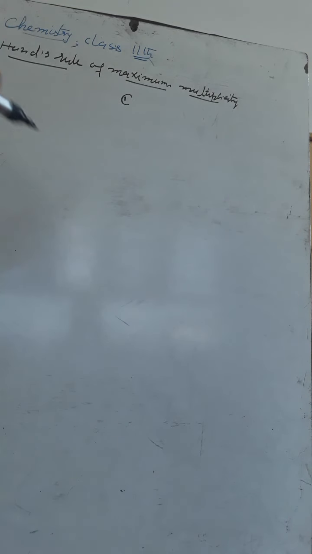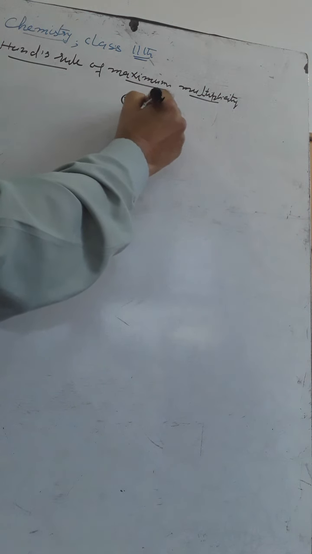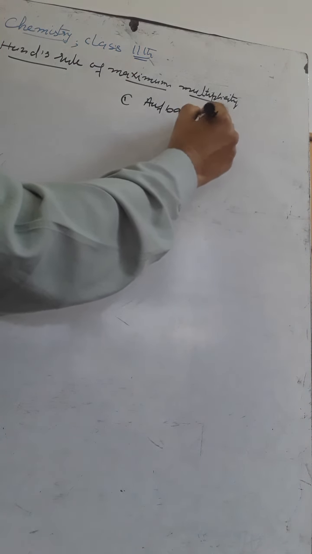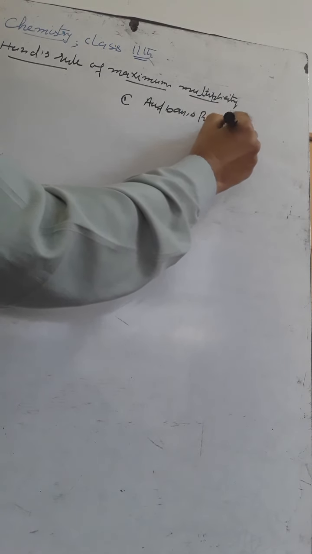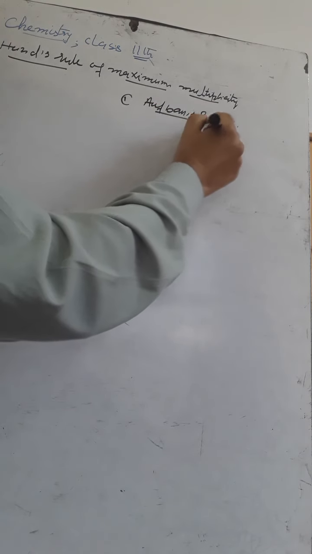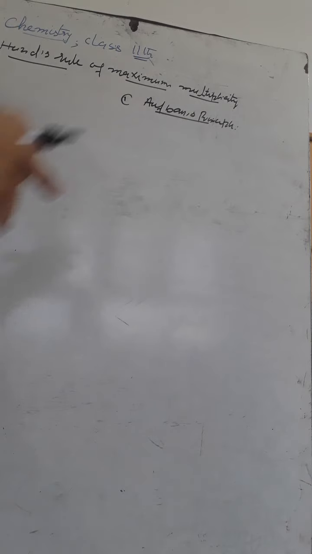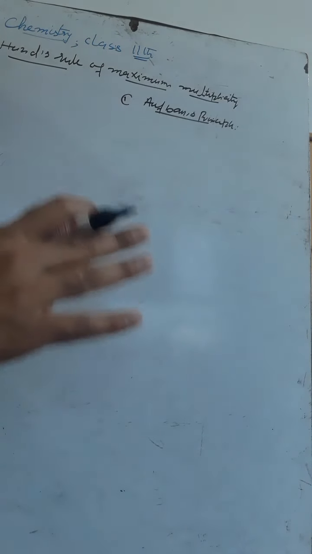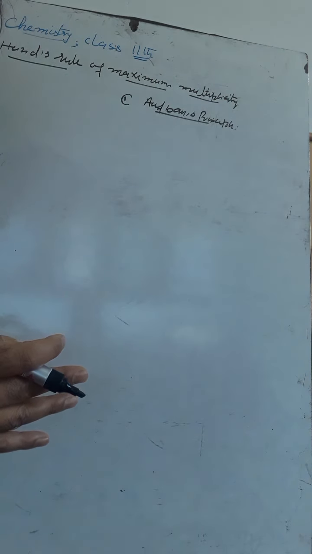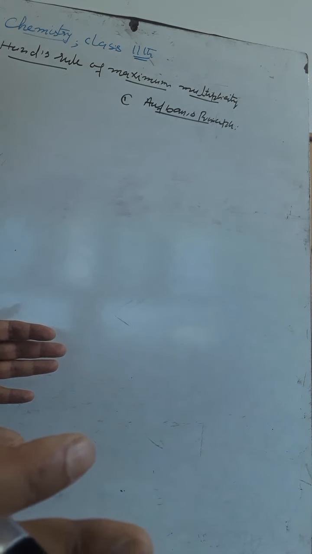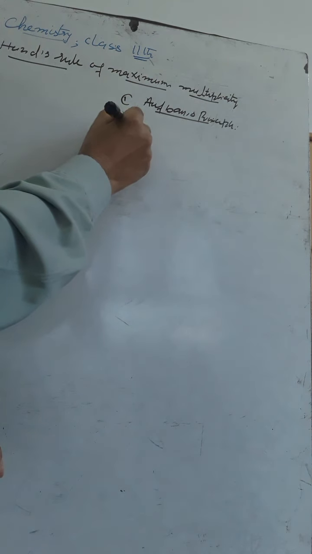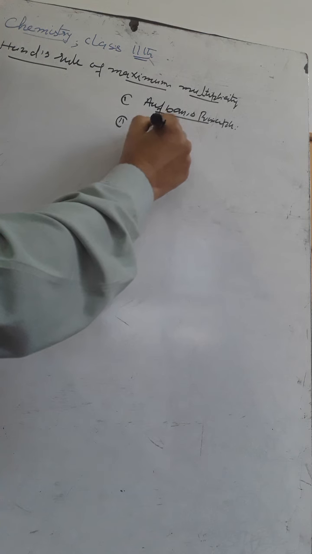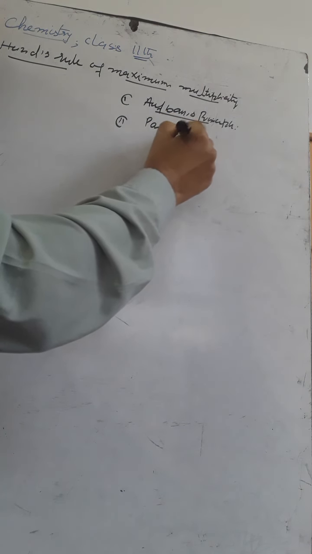Now, as we know, so far as Aufbau principle is concerned, it is relating with the filling of the electrons in the orbitals in order of their increasing energies, isn't it? And next, after it we have Pauli exclusion principle.